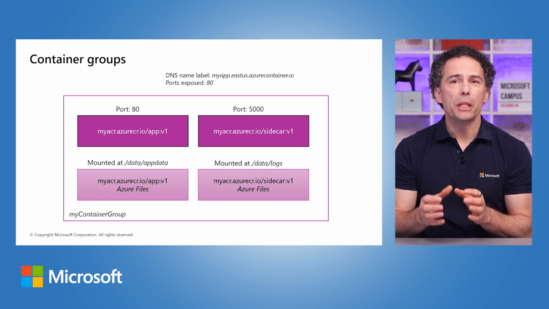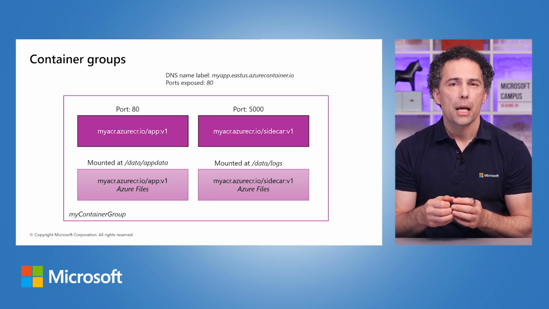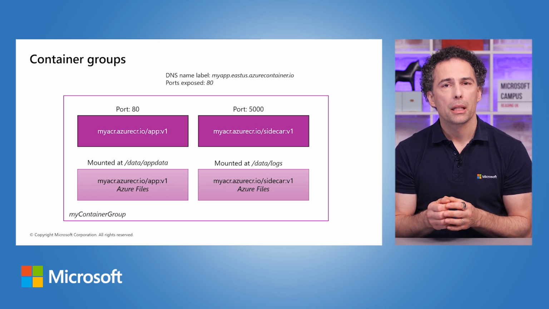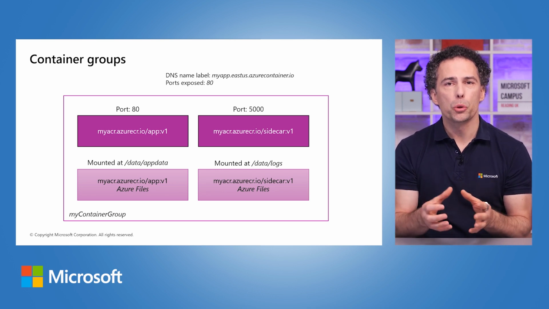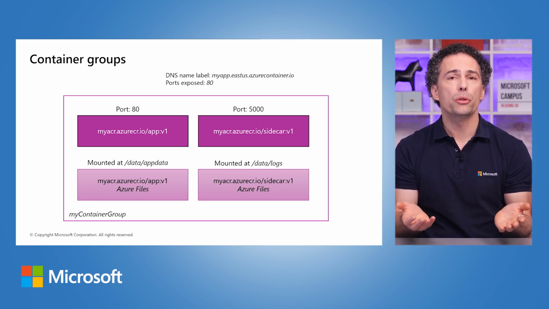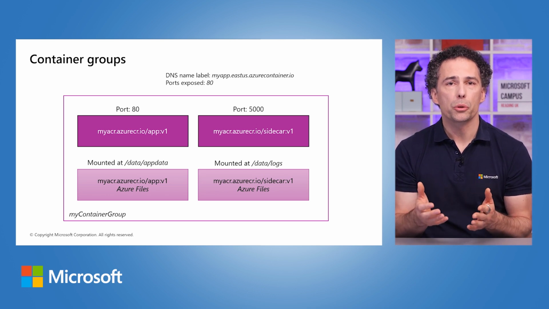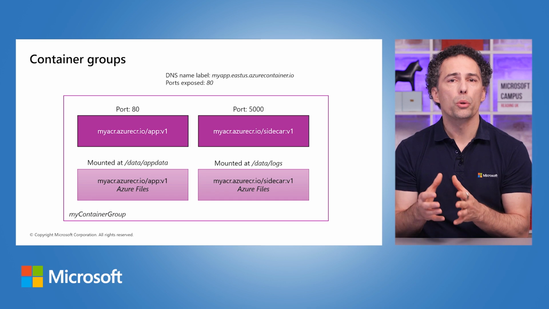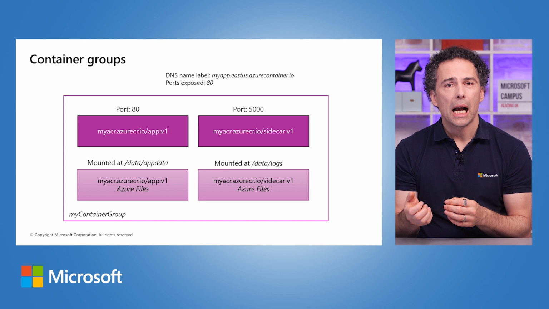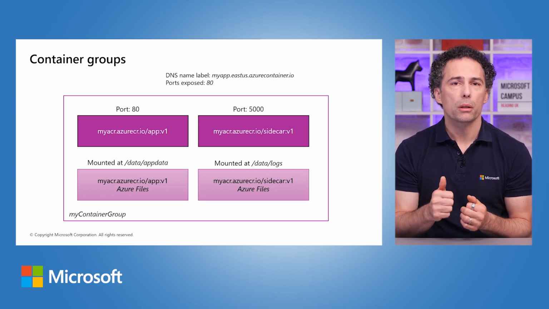Now, the top-level resource in Azure Container Instances is the container group. A group can consist of one or more containers. The containers in a container group share a lifecycle, resources, local network, and storage volumes. This example on the slide shows a container group that is scheduled on a single host machine. It has assigned a DNS name label, and it exposes a single public IP address with one exposed port.